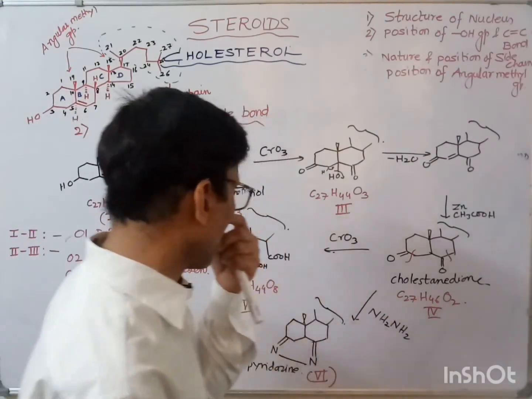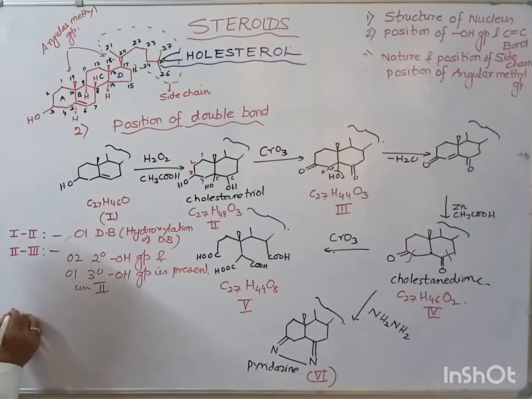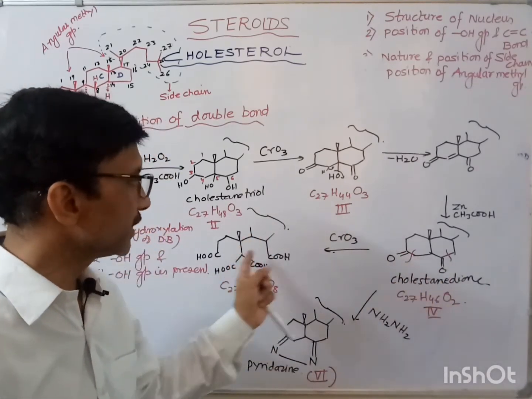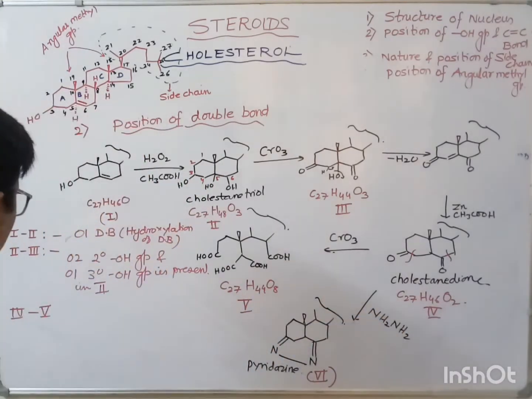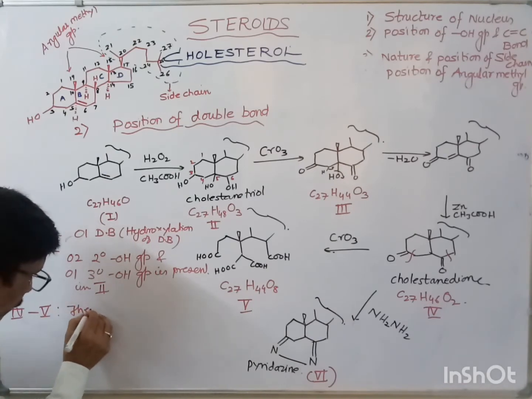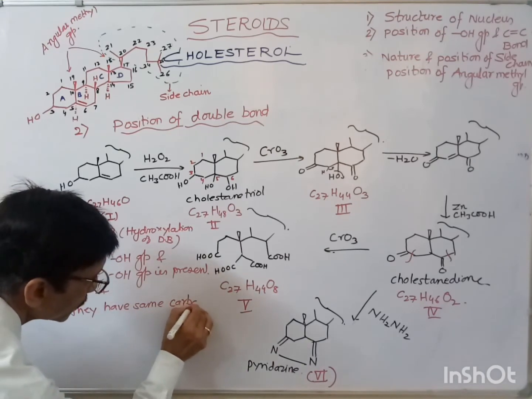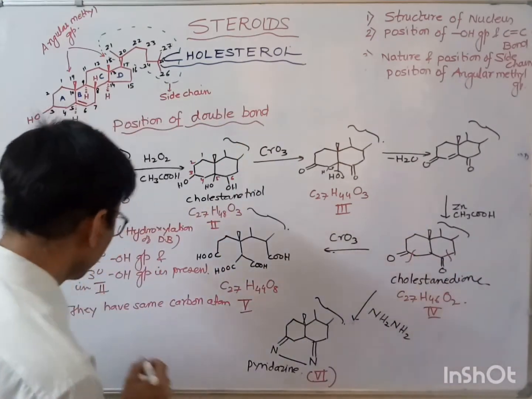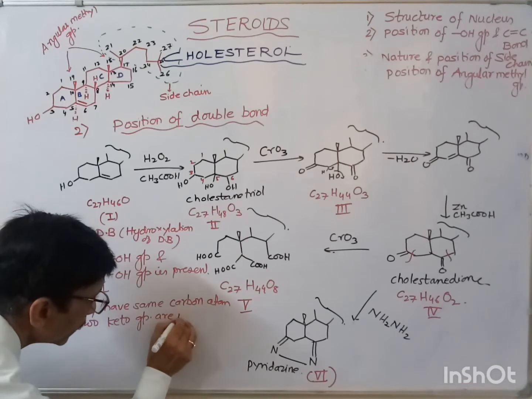Now, this formation of the tetracarboxylic acid from 4th to 5th indicates that these two keto groups are present in different rings. Because 4th and 5th have the same carbon atoms, therefore the two keto groups must be present in different rings. So the two keto groups are in different rings.